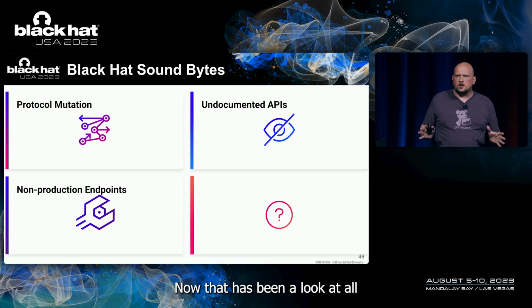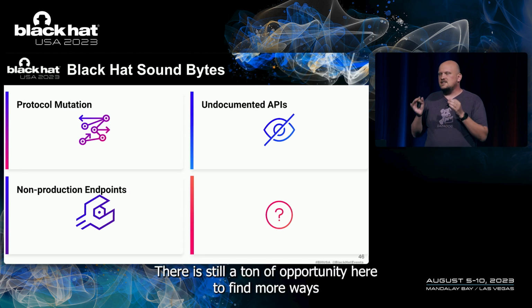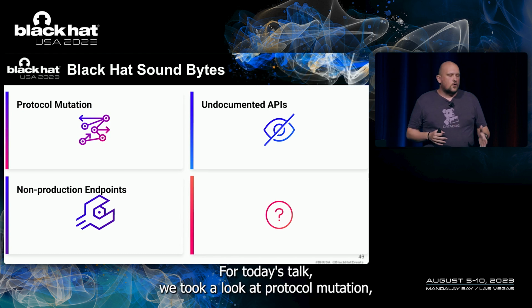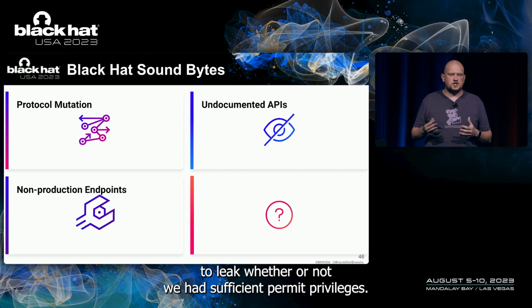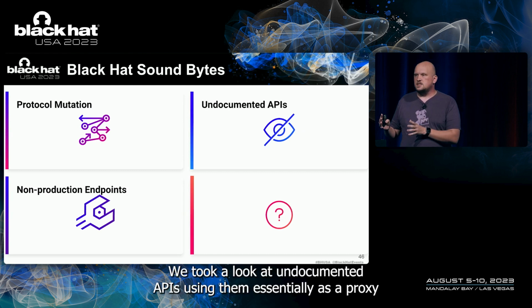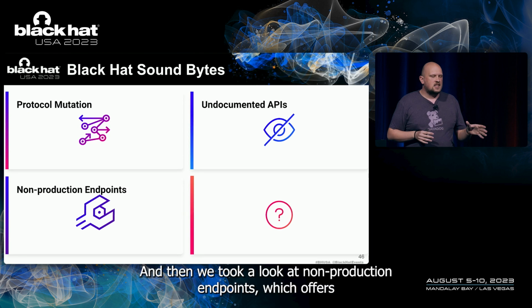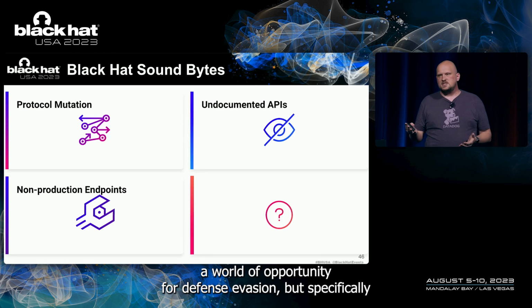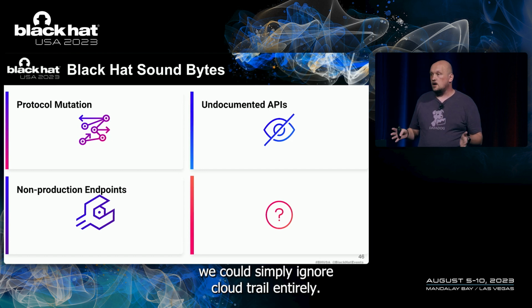Now, that has been a look at all the techniques we'll share publicly today on ways to bypass CloudTrail. There is still a ton of opportunity here to find more ways and more services that can be affected. For today's talk, we took a look at protocol mutation, abusing the rigid structure and format of the AWS API to leak whether or not we had sufficient privileges. We took a look at undocumented APIs, using them essentially as a proxy to invoke a normal API operation completely silently. And then we took a look at non-production endpoints, which offers a world of opportunity for defense evasion, but specifically by changing a single endpoint that we're interacting with, we could simply ignore CloudTrail entirely.